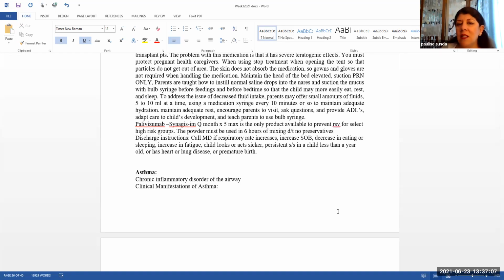Parents are taught how to instill normal saline drops into the nares and suction the mucus with the bulb syringe before feeding and before bedtime, and that makes it so that the child can more easily eat and rest and sleep. To address the issue of decreased fluid intake, the parent may offer small amounts of fluids of 5 to 10 milliliters at a time using a medication syringe every 10 minutes or so, really to help maintain hydration.